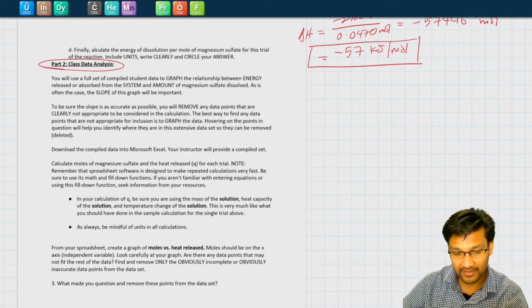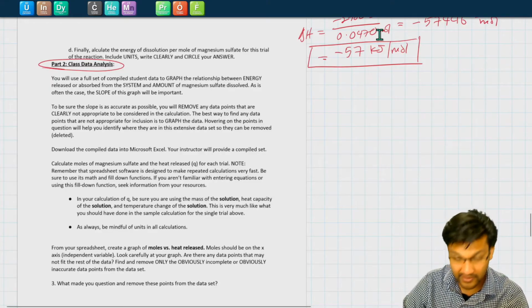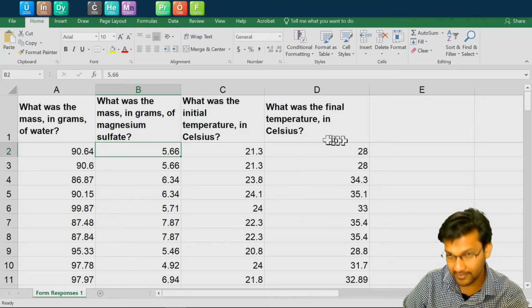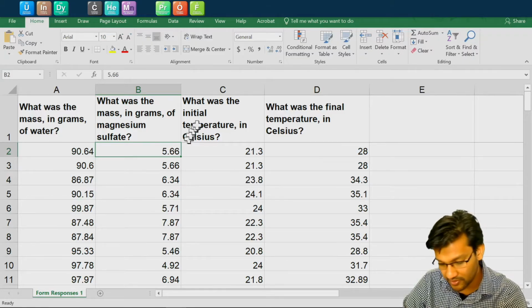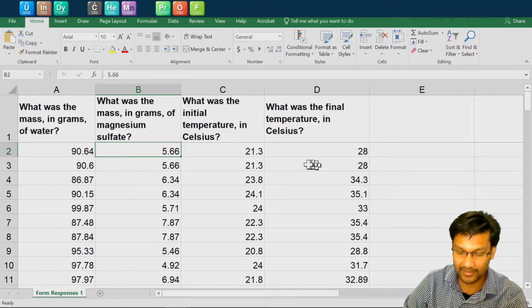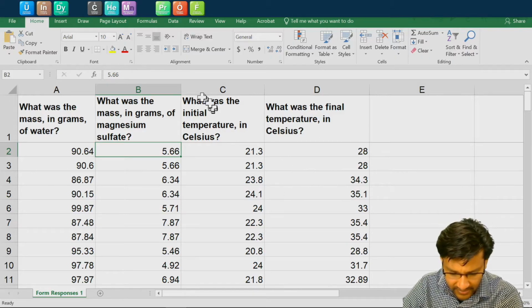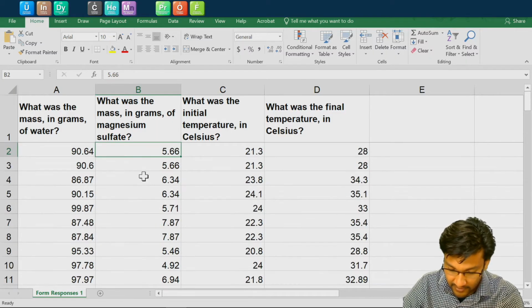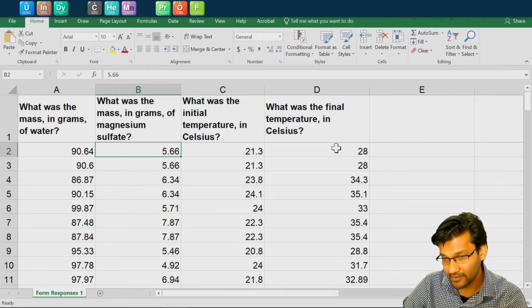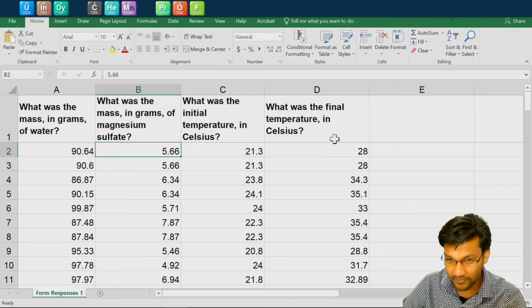After you submit your data to the class, after everybody's done this experiment, we're going to give you an Excel spreadsheet that looks like this. It has everybody's data: their mass of water, their mass of magnesium sulfate, their initial temperature, their final temperature, the raw data that we collect in the experiment. So this is all of our data. Now let's do the same set of calculations that we just did for every single trial.